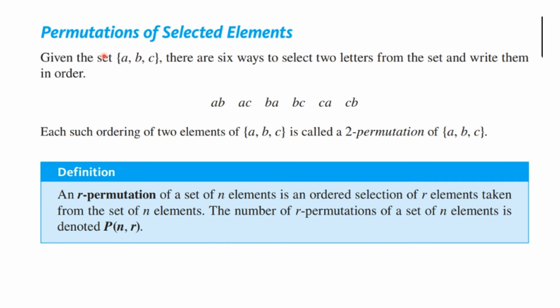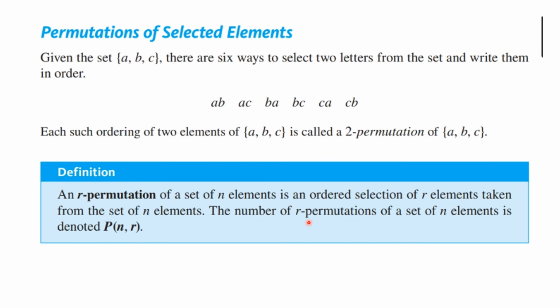We can also talk about permutations of selected objects, and these will not always be taking all of the objects. So given a set ABC, there are 6 ways to select 2 letters from this. They're listed here, and again, order matters. So each such ordering of 2 elements of a set consisting of 3, ABC, is called a 2 permutation of ABC. And here's the more general definition of that. An R permutation of a set of n elements is an ordered selection of R elements, order matters, taken from the set of n elements.